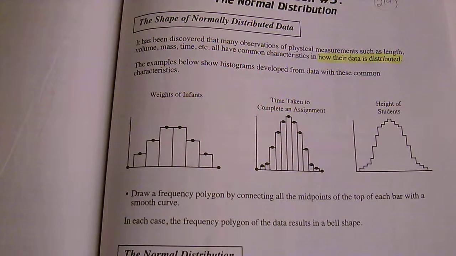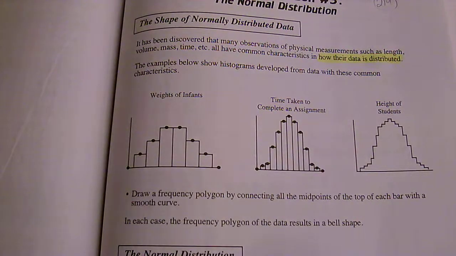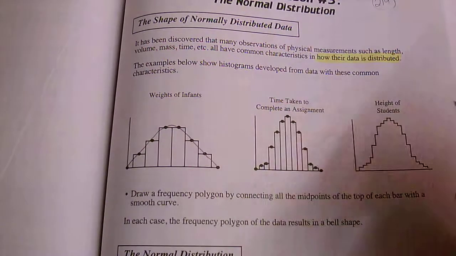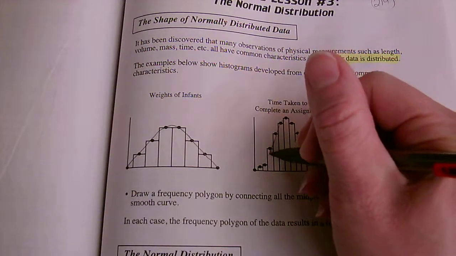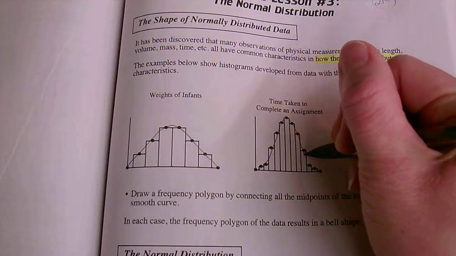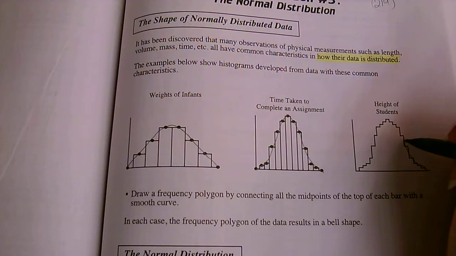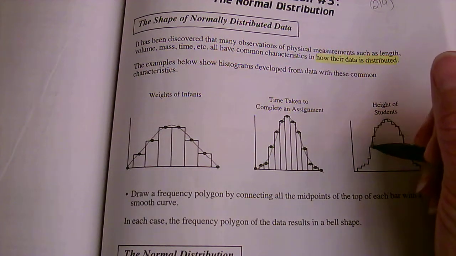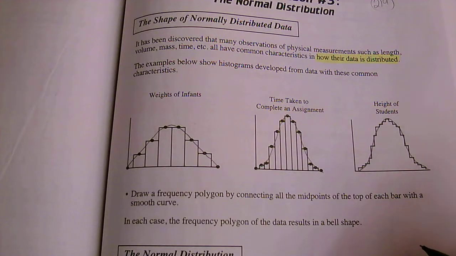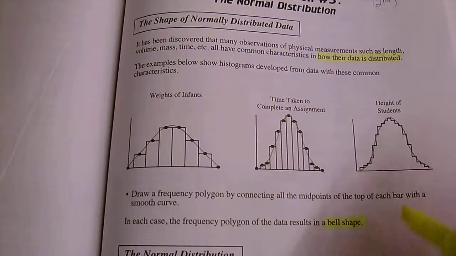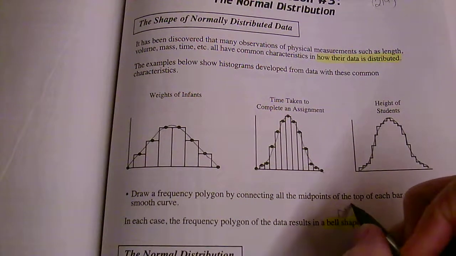So it says draw a frequency polygon by connecting all the midpoints at the top of each bar with a smooth curve. Okay, so basically we would just kind of go like that, that's our smooth curve. And then this one's kind of, we just have to be careful and get the general gist of it. So the big idea to see here, those are all what we would call a bell shape, and thusly they are called bell curves.